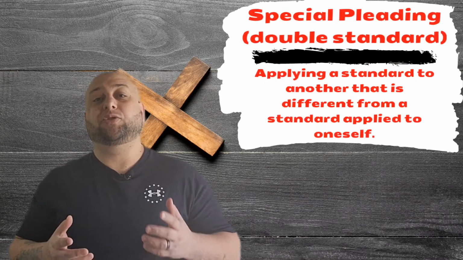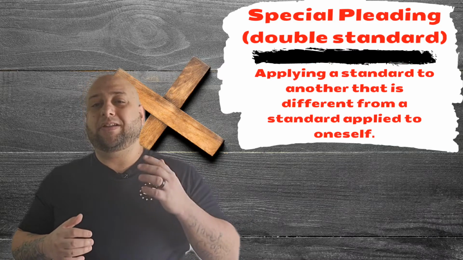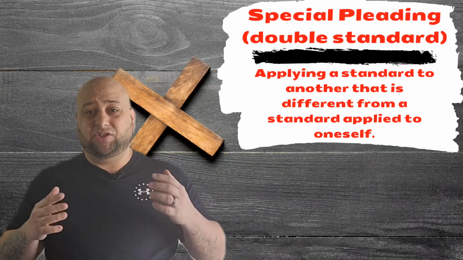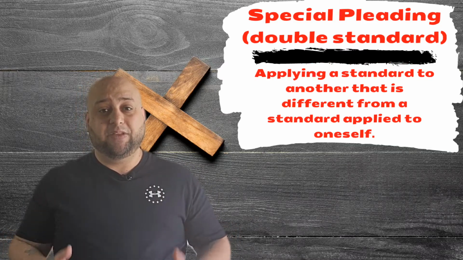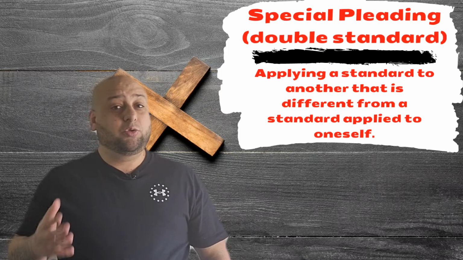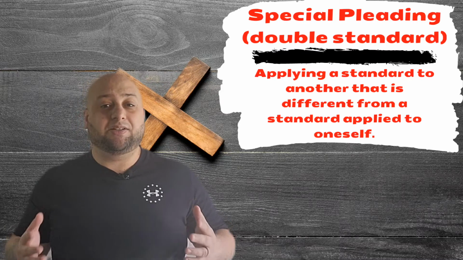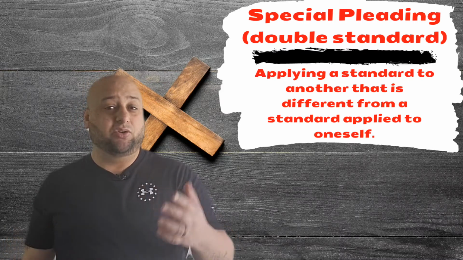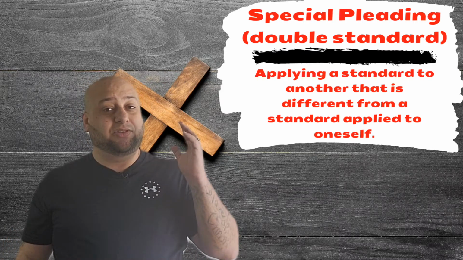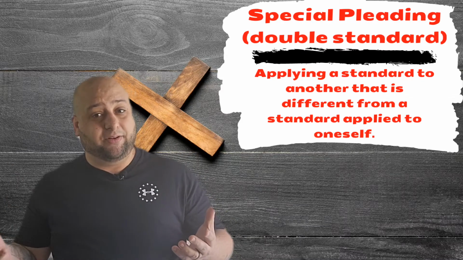Number 8 is special pleading. Although you may not have heard of it called this, it's just a double standard. Here's an example. Those rules don't apply to me because I'm older. Or you can't possibly understand breast cancer because you're a man. Basically, it applies to one person, but not the other.